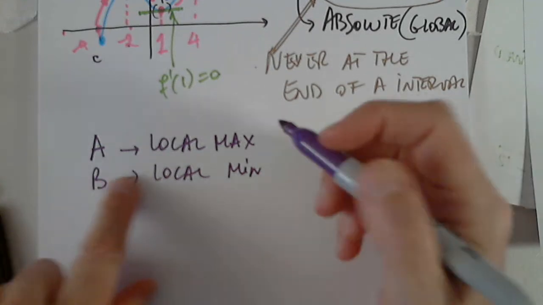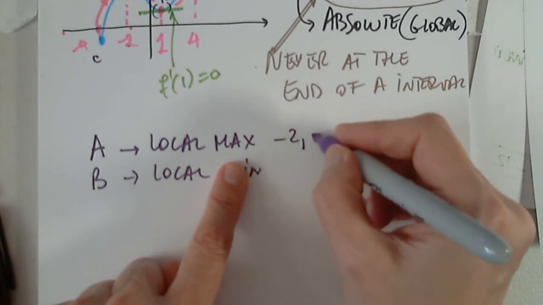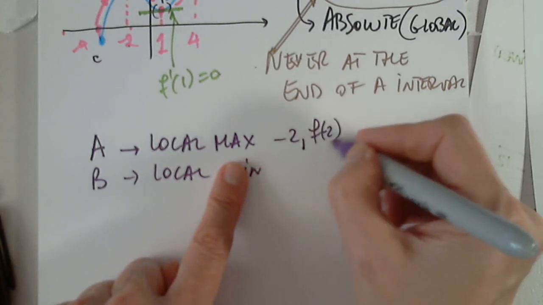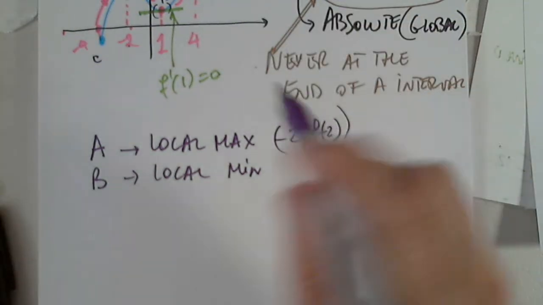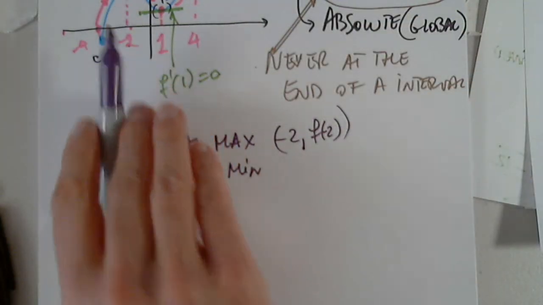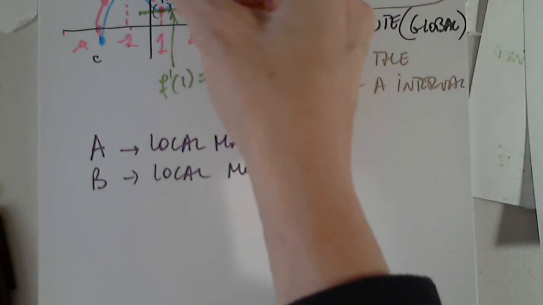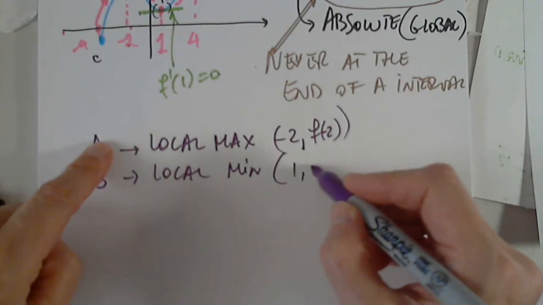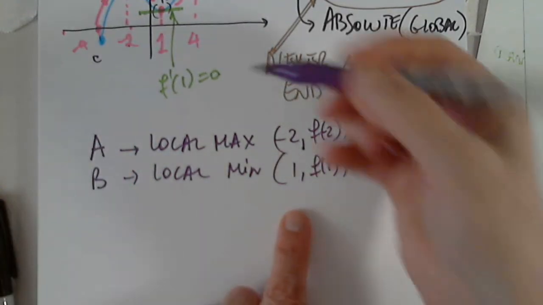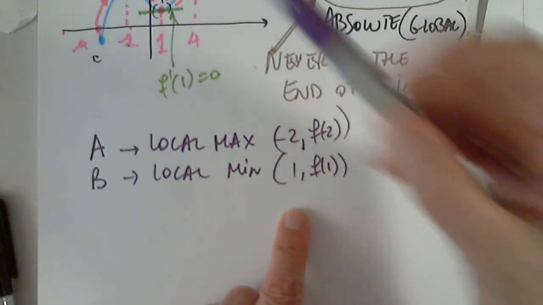So how will I give the point of local max? I will say -2, comma f of -2. That's the point of local max. -2 is the position where the maximum is. F of -2 is how much the maximum is. The same thing, 1 comma f of 1. 1 is the location of the minimum, and how much is the minimum, it will be f of 1.